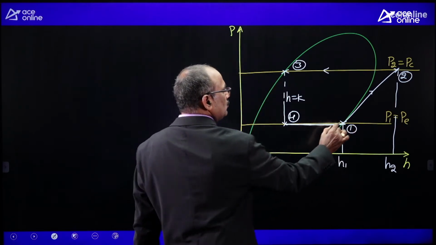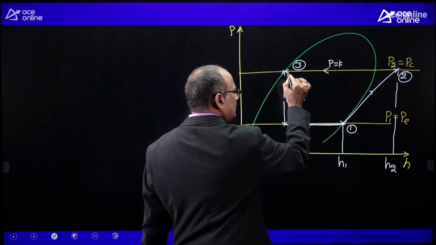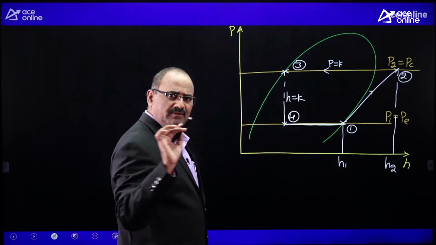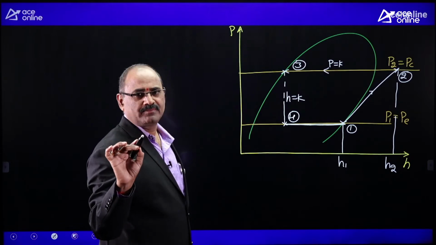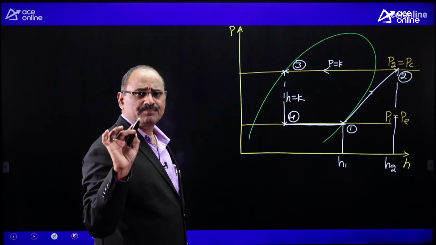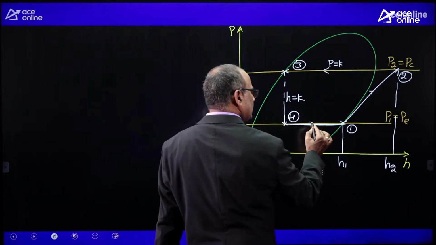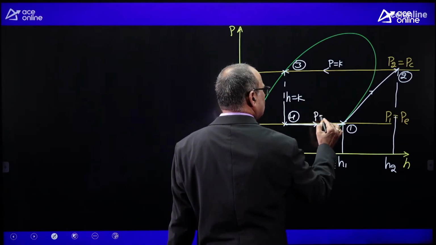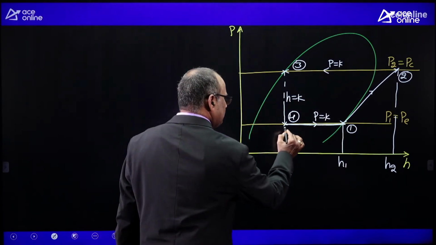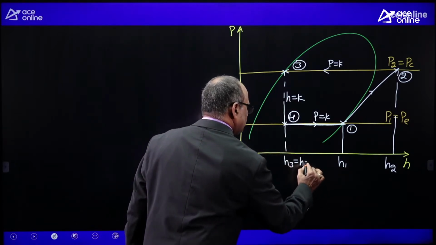1 to 2 isentropic compression, 2 to 3 constant pressure condensation, 3 to 4 constant enthalpy expansion. Generally we use the capillary tube for the throttling effect in our domestic refrigerator, water cooler and window AC unit, and 4 to 1 is the evaporation process happening at constant pressure. For this cycle, let me mark the enthalpy limits. Here H3 equals H4.